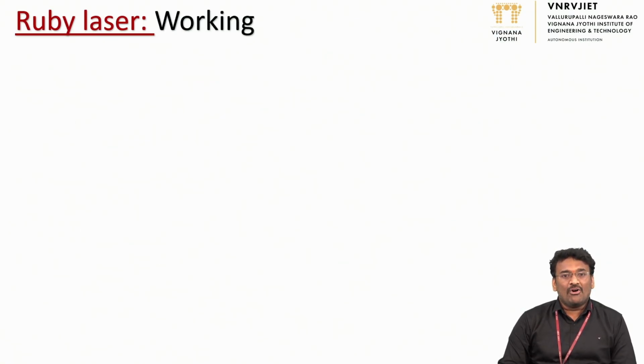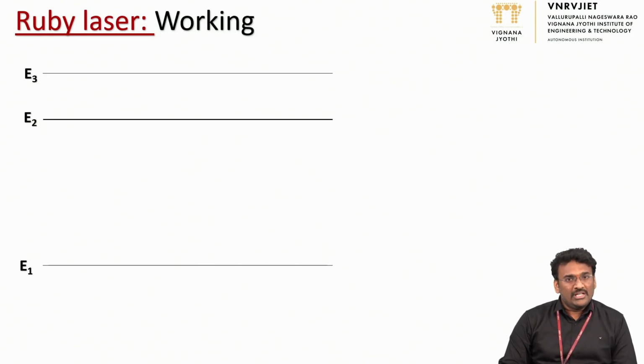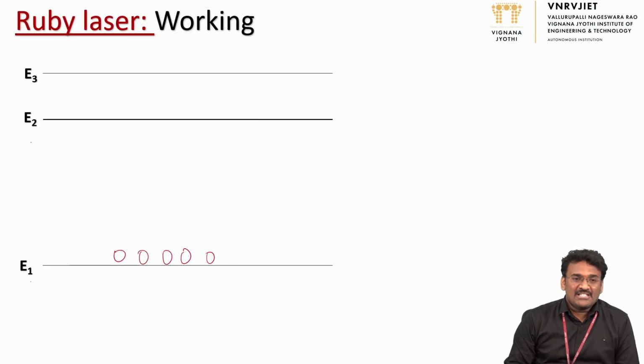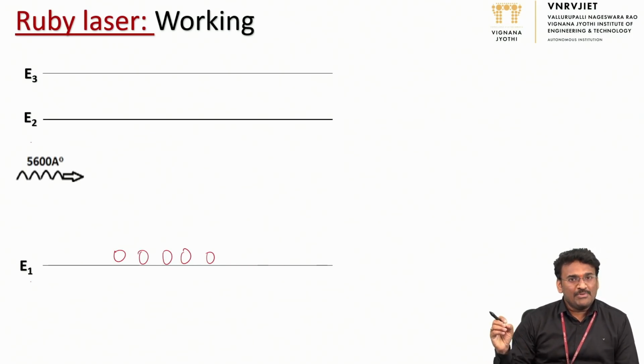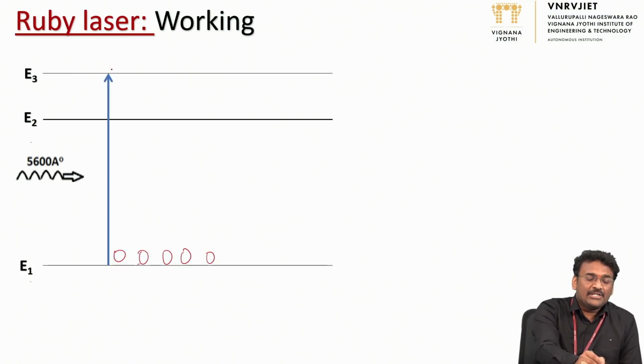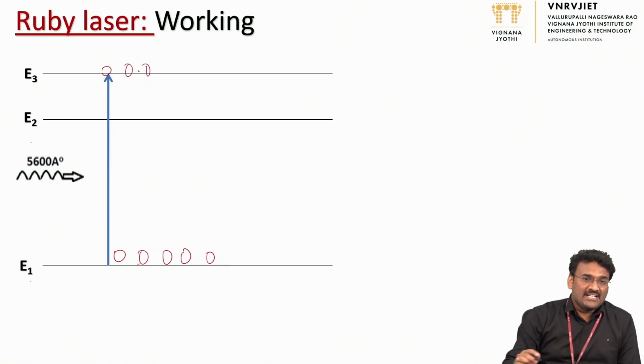Now let's move to the working of ruby laser. Here the total work is done by chromium. The chromium has 3 energy levels, E1, E2, E3. Before applying the power supply, all chromium ions are in the lower state, that is the E1 state. Now when the power supply is on, the xenon flash tube gives flashes. From that flash, the 5600 angstrom photons are absorbed by the ground state chromium particles and they get excited to the E3 state. They take the maximum energy and move to the excited state E3.